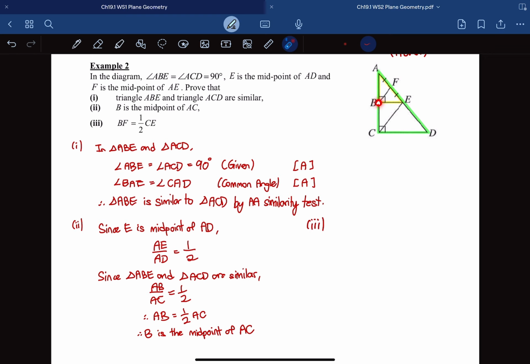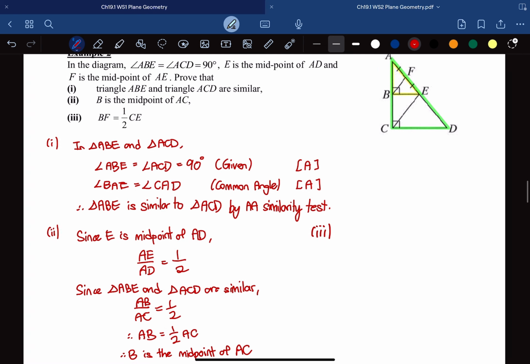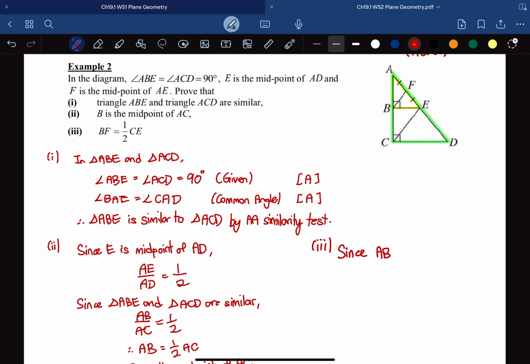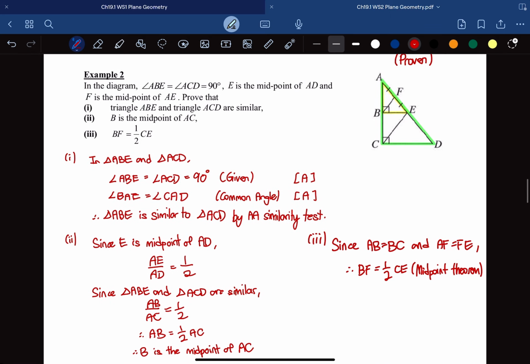Since I know that B is the midpoint of AC and F is the midpoint of AE, then we can use the midpoint theorem. Since AB equals BC and AF equals FE, therefore I can conclude that BF is simply half of CE, and this is by the midpoint theorem. So that's a very simple way to solve example 2 part 3.